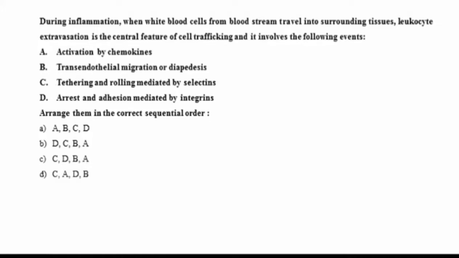Our next question is, during inflammation, when white blood cells from the blood stream travel into the surrounding tissue, leukocyte extravasation is the central feature of cell trafficking and involves the following events. Now, let's read out the events: activation of chemokines, transendothelial migration, tethering and rolling mediated by selectins, and arrest and adhesion mediated by integrins. We have to arrange all these steps into the correct sequence.